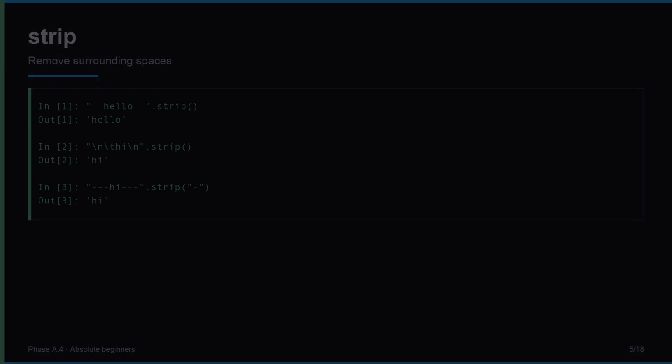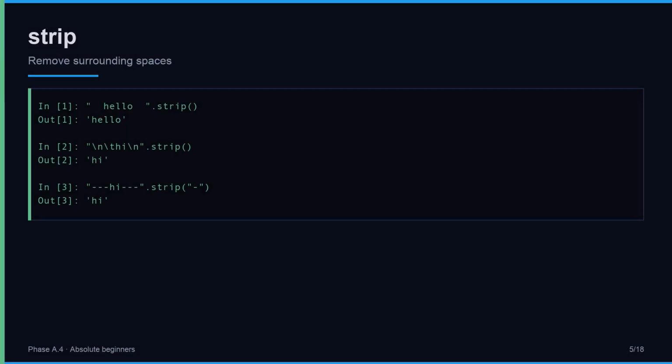Strip removes leading and trailing white space, spaces, tabs, new lines. The string with spaces around hello becomes just hello. The string with new lines and tabs around hi becomes just hi. Strip can also take an argument. Strip with a dash removes dashes from the ends. Strip is the first tool you reach for when cleaning user input.